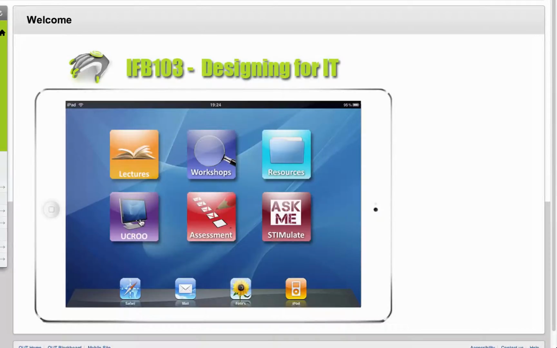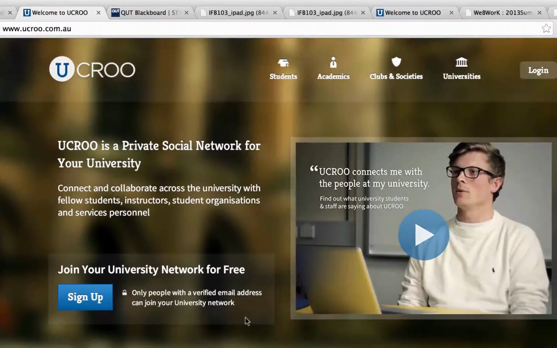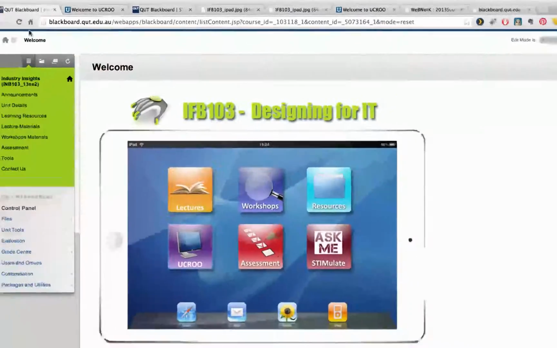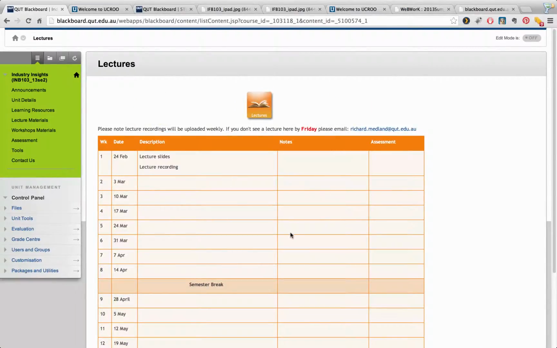Another difference is the use of UCROO. UCROO is a social network, however it's for universities, so only the students with a UQ email address will be able to log in and then share in much the same way that you would on Facebook. Again, the unit maps are included with all the information going to be provided. Again, this is a 2014 unit, so that hasn't been populated with the content yet.